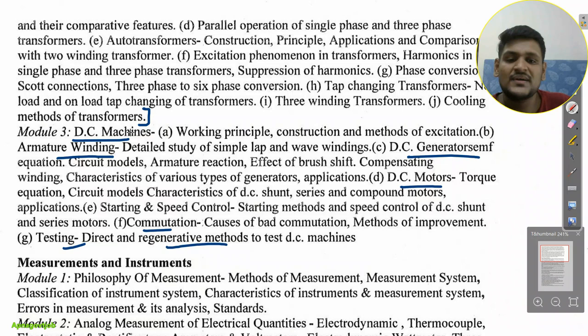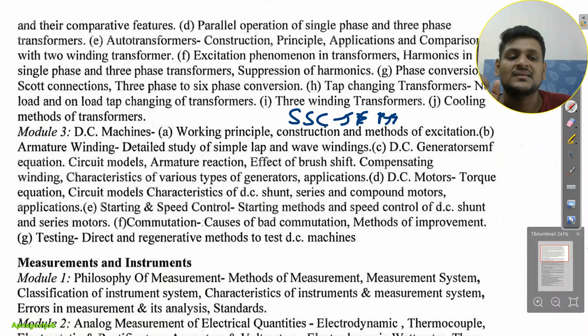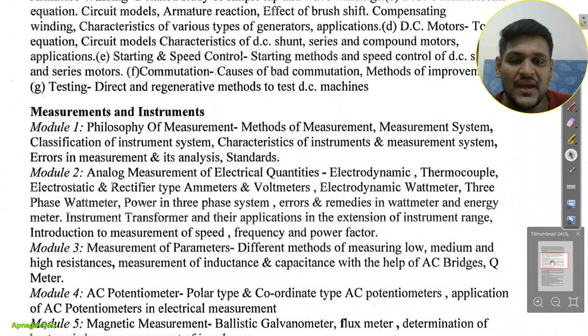Here also GATE 1 marks and your ESE last 10 years are enough for electrical machines, whatever syllabus they mention here, that's enough. No need to touch everything. If you have any extra time, then definitely you can refer to SSC JE previous year papers, last 10 years, okay. Add-on, compulsory is GATE 1 marks and ESE last 10 years, okay. Last 10 years means 2022 back, okay. Next is your measurement and instrumentation.